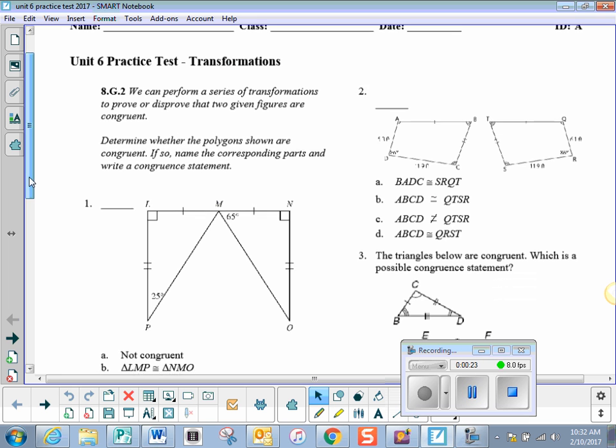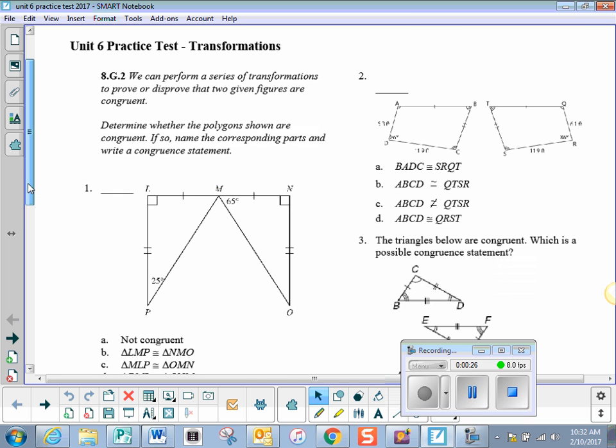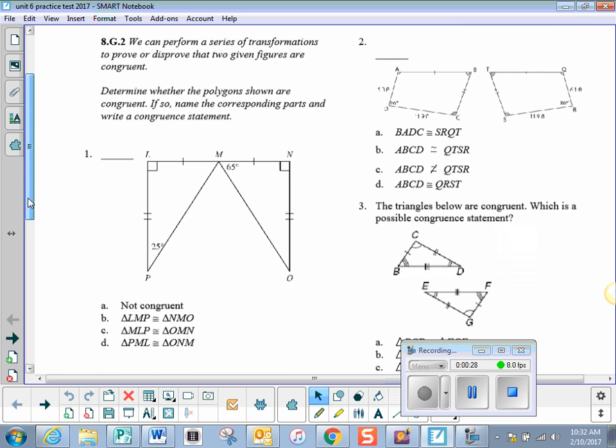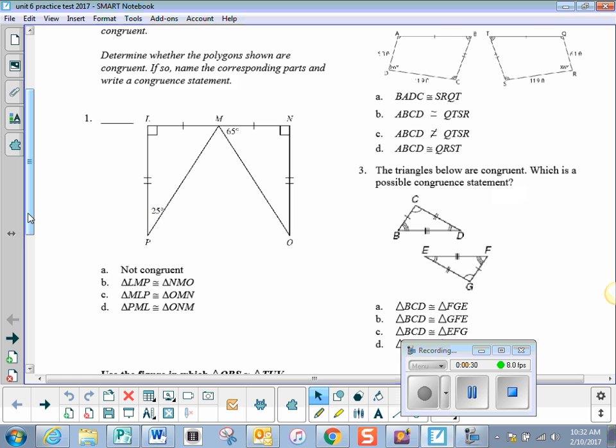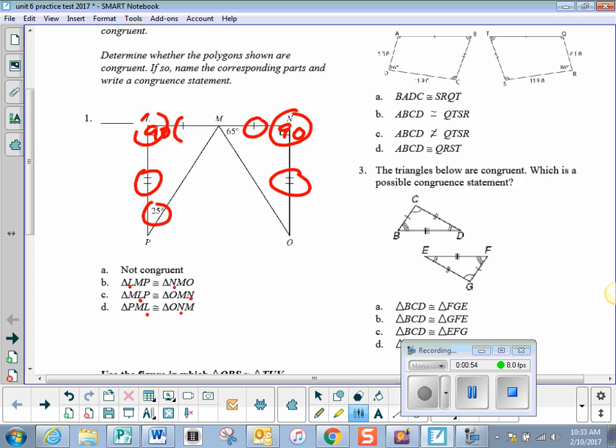Number one, are these polygons congruent? If so, name the corresponding parts and write a congruent statement. And they are congruent. L is congruent to N, so L and N have to be in the same spot. L and N are both first. Here, L and N are not in the same spot. Here, L and N are not in the same spot. Are they congruent? Well, these angles are both 90. These angles are both 25. Well, these ones have corresponding sides equal, so these are congruent, so that one would be B.